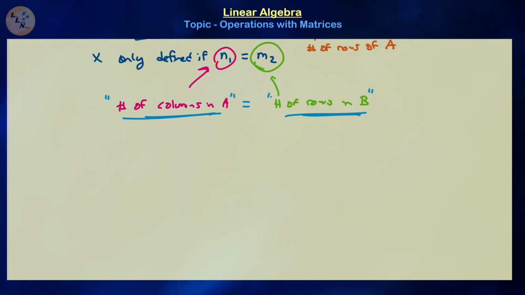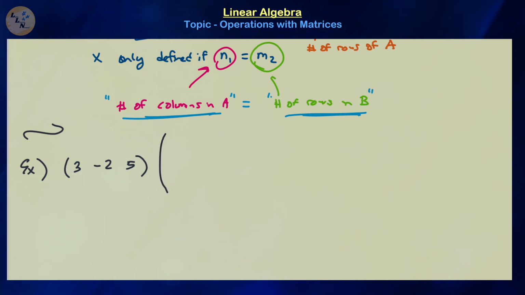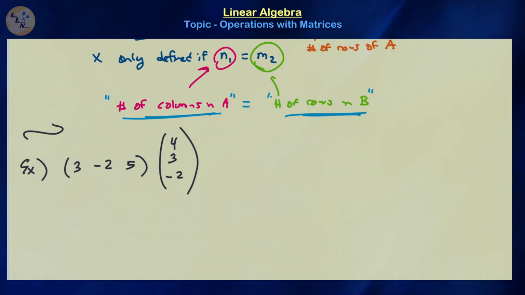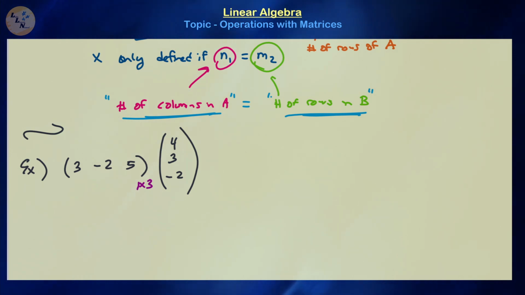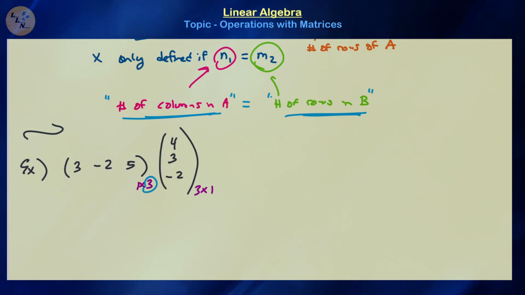Let's start off with something very, very basic. In particular, let's assume we want to multiply a row vector by a column vector. So let's multiply 3, minus 2, 5, times the column vector 4, 3, minus 2. So why can I say that I can multiply these two objects? So notice that this is going to be a 1 by 3 matrix, and this is a 3 by 1. So if you look at the inner dimensions, they match, so that's good. And my resulting matrix is going to be a 1 by 1.